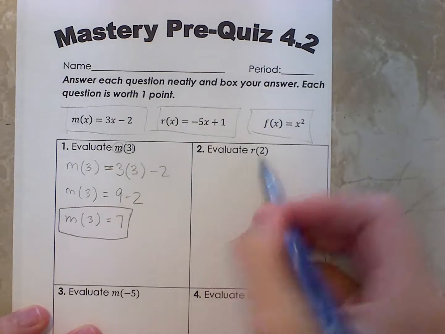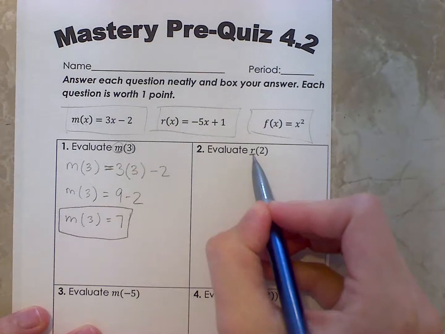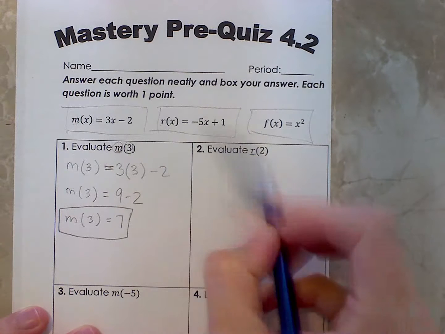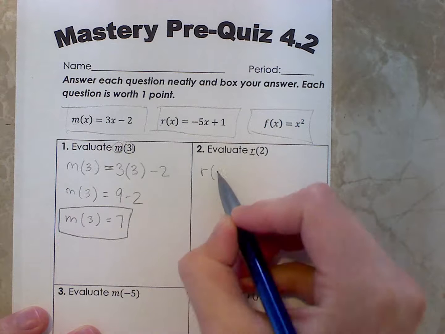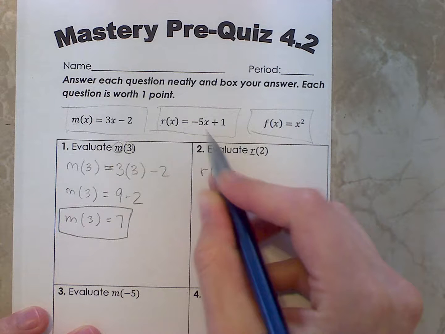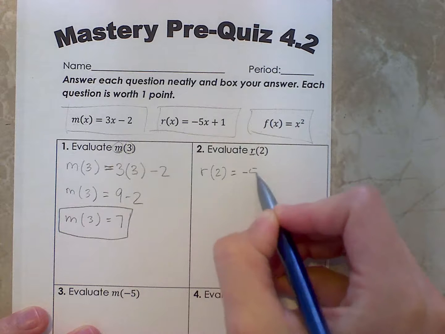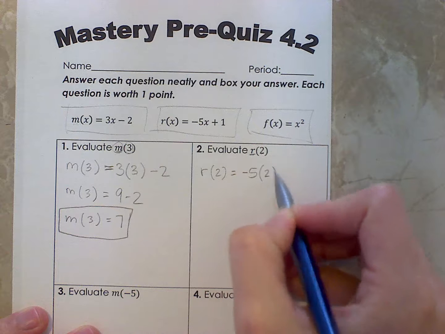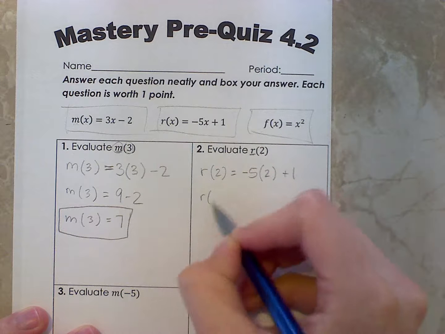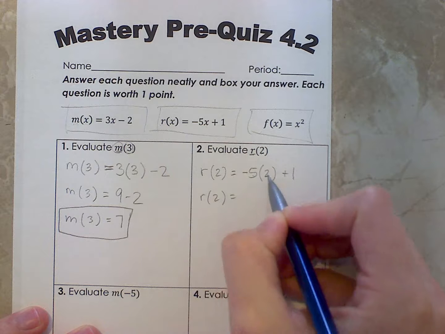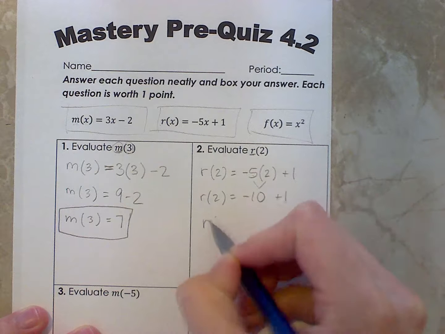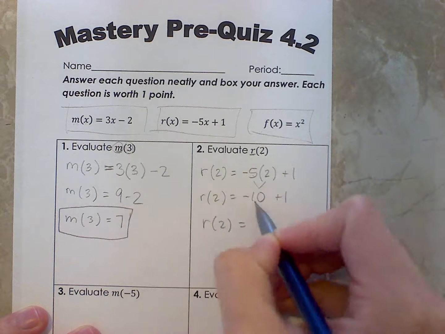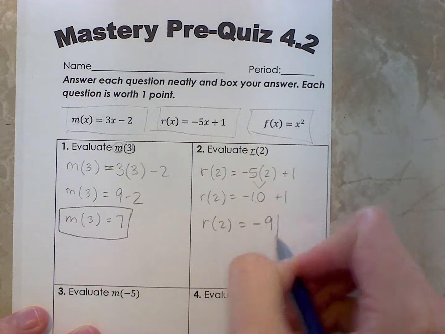In the next problem, this tells you to go and get the R machine off the shelf, to use the R function. And so we're looking for R of 2. And so then instead of the x, we're going to write 2. Negative 5 times 2, multiplication first, is negative 10. And negative 10 plus 1 is negative 9.